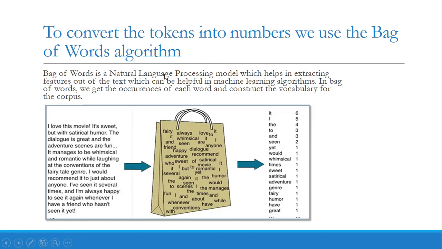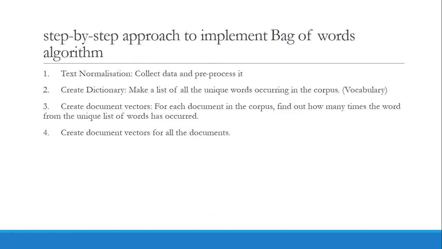So bag of words is the natural language processing model which helps in extracting the features out of the text, which can be helpful in machine learning algorithms. In bag of words, we get the occurrences of each word and construct the vocabulary for the corpus. Here is a step-by-step approach to implement the bag of words algorithm. Let us see the first step. First step, we apply text normalization. So what is text normalization?